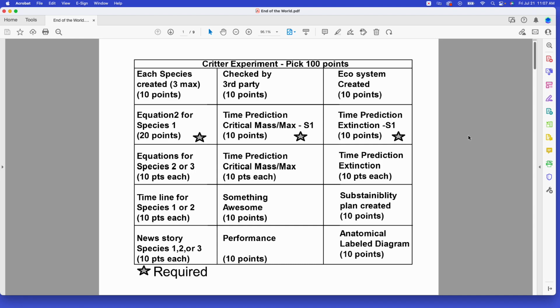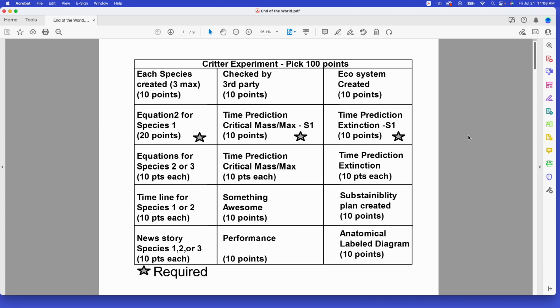So all those different boxes are the result of different pieces, and I required 3 boxes. So second row, the equation 2 for species 1, the time prediction for critical mass and the max population for species 1, and then the time prediction to extinction for species 1. Those 40 points were required. Now you may say equation 2 for species 1. I think that's actually supposed to be equations, or 2 equations, if you will, for species 1, and I'll explain that on the next slide.